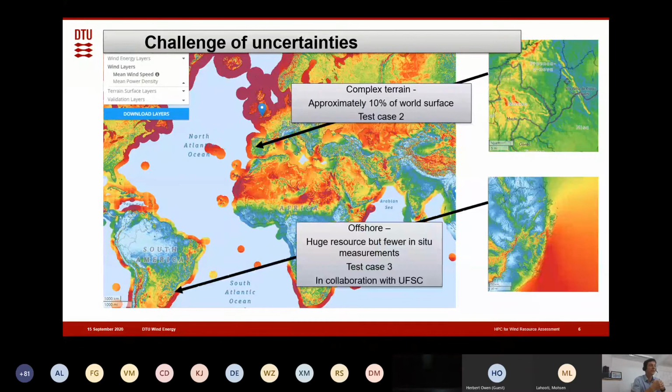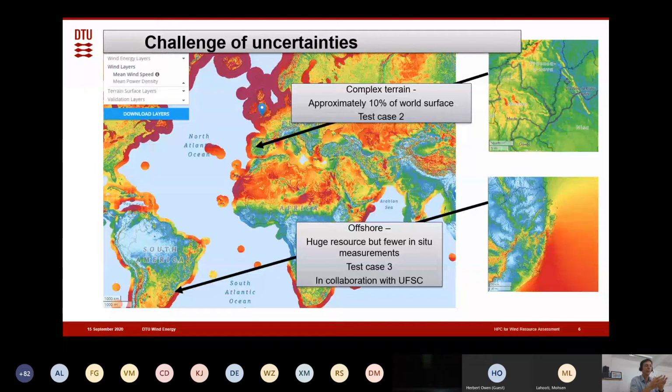And then the other challenging part is offshore areas, which are huge areas with huge resources, but fewer in situ measurements. Whereas on land it's easier to put up an anemometer for a few years and get a resource estimate, for offshore it's not so straightforward. It's very expensive, or you may be using remote sensing methods instead. In fact that's test case 3, in collaboration with our Brazilian partner in this project, the Federal University of Santa Catarina. So this is wrapping up those challenges within this project.